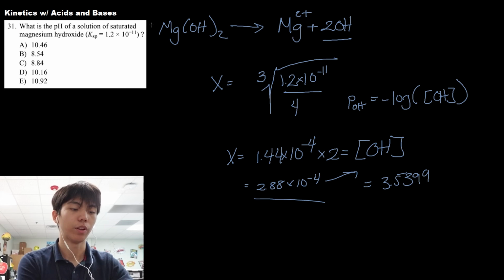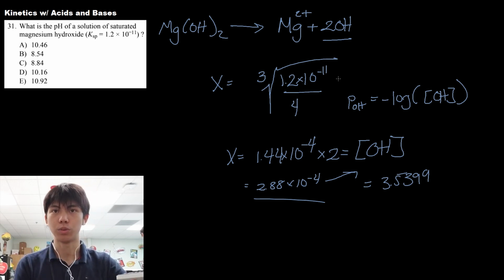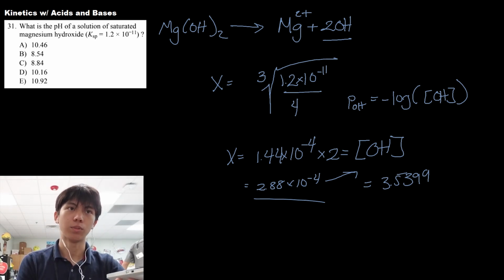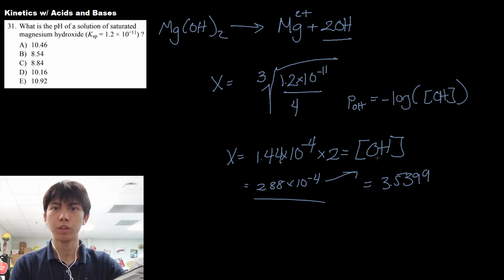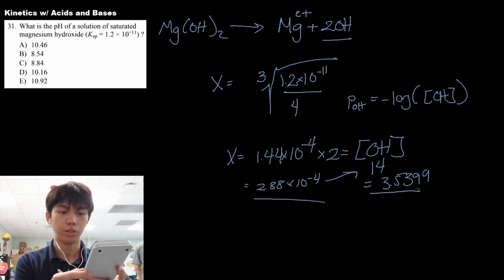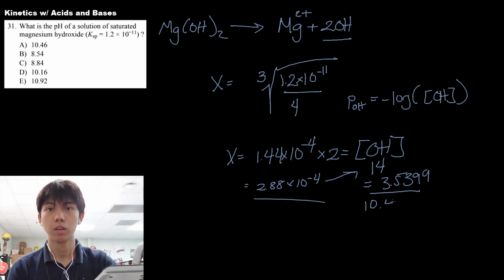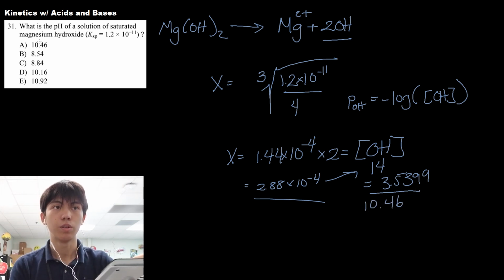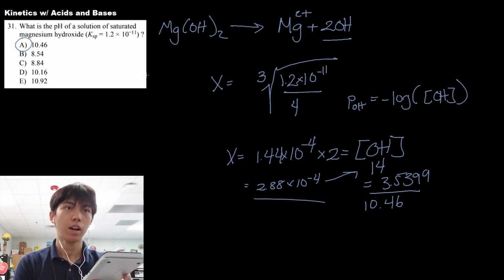Okay? And you might think, wait, there's no 3.539999 here at all for the answer choices. But the thing is, of course, we're given the pOH, and the question asks us what is the pH of the solution. So simply get 14 and subtract your pOH. And that should equal 10.46, which is A in the answer and is correct.